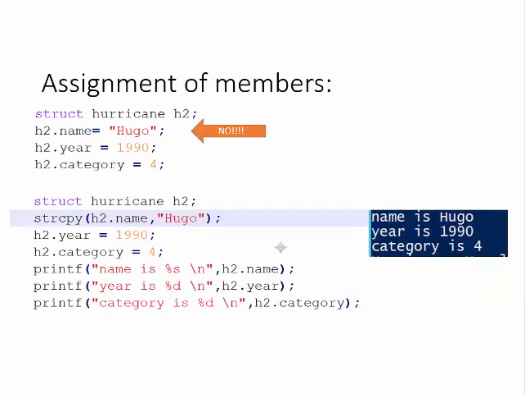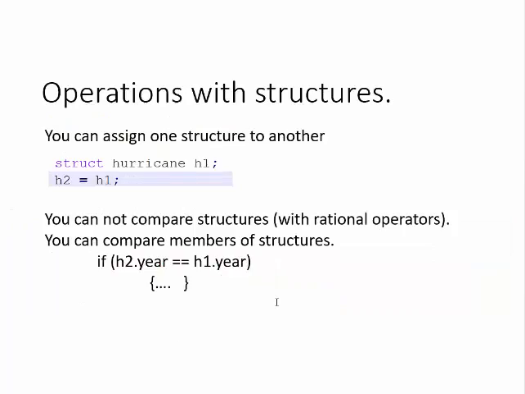I can do things with structures. I can make one structure equal to another structure. Here I've declared a structure hurricane H1, and I've made H1 equal to H2. You cannot compare structures with relational operators, at least.